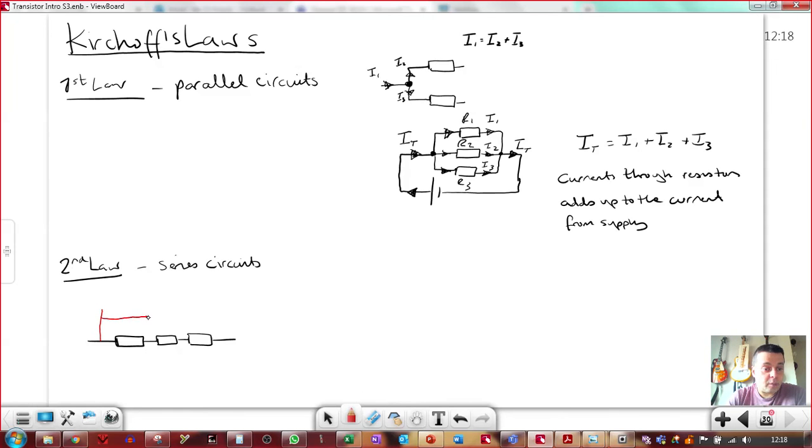whatever voltage appears across this resistance could be different from the voltage that appears across that one, could be the same, could be different from the voltage that appears across that one. When you put things in series with each other, the voltages will all be different. And what we're saying is that those voltages all add up.